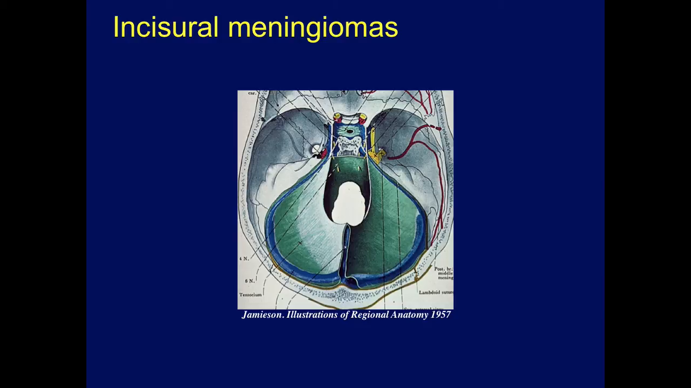Okay, now let's talk about incisural meningiomas. These are meningiomas which arise from the free edge of the tentorium. The incisura is this area of the tentorium that, as I mentioned earlier, attaches anteriorly to the anterior and posterior clinoids.